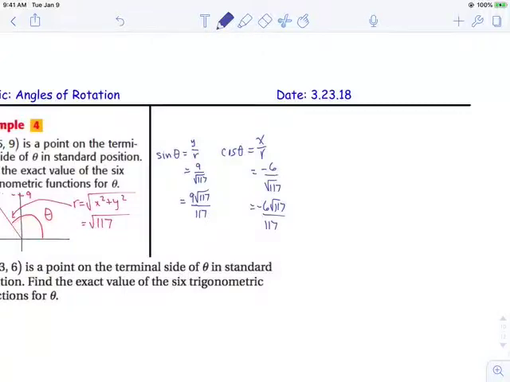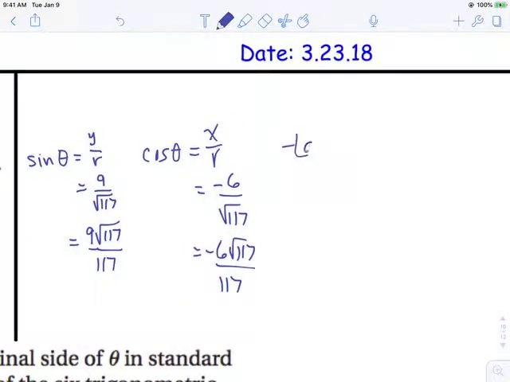Tan of theta. Tan of theta should be y over x. So what was that? That is a positive 9 over negative 6. And you're right, that should be negative 3 halves. Good? We're not done yet because we asked for all 6.